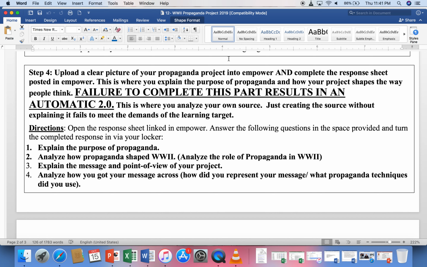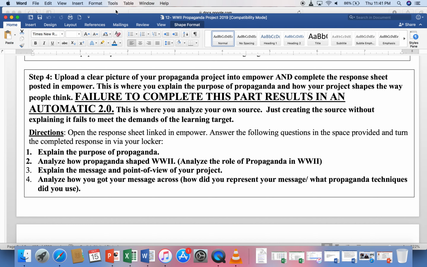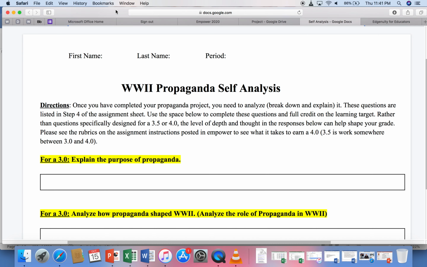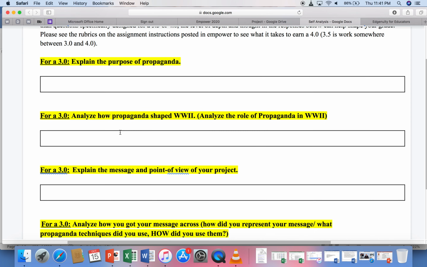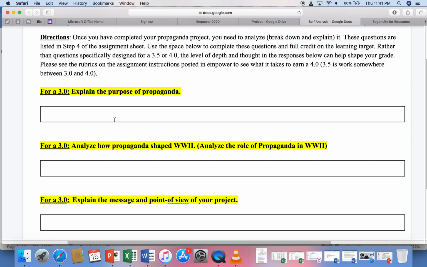Okay? I want to take a break here, and we're going to go ahead and take a look at this sheet. So this is linked in Empower. And this is the written portion of this assignment, right? You do your drawing, you take a picture of it. Here's the other thing you need to turn in. And so you can see that literally these questions are what we just discussed, and there's space here for you to just type your answer.